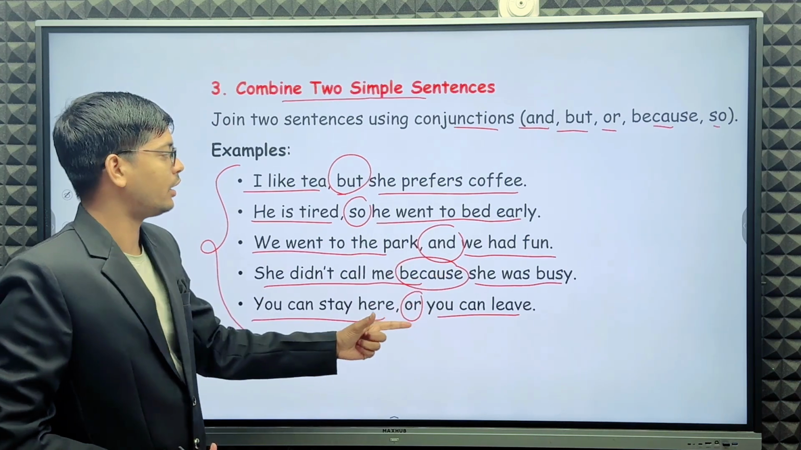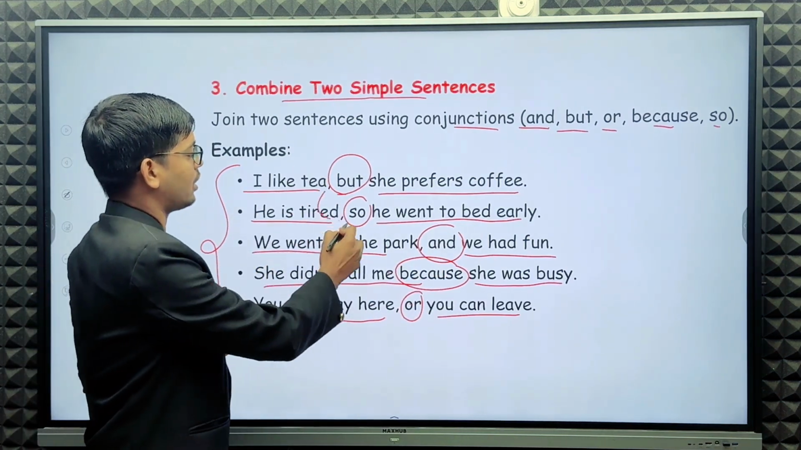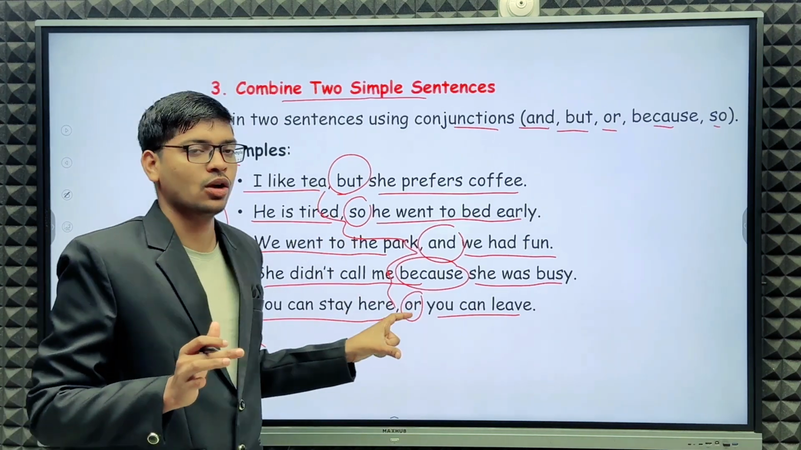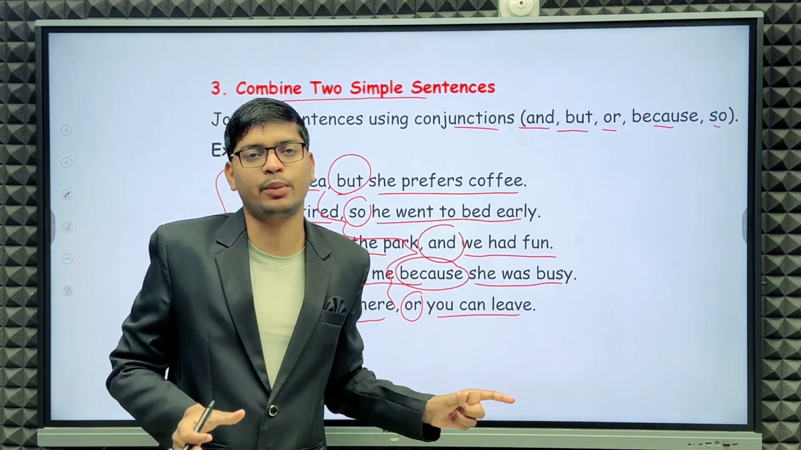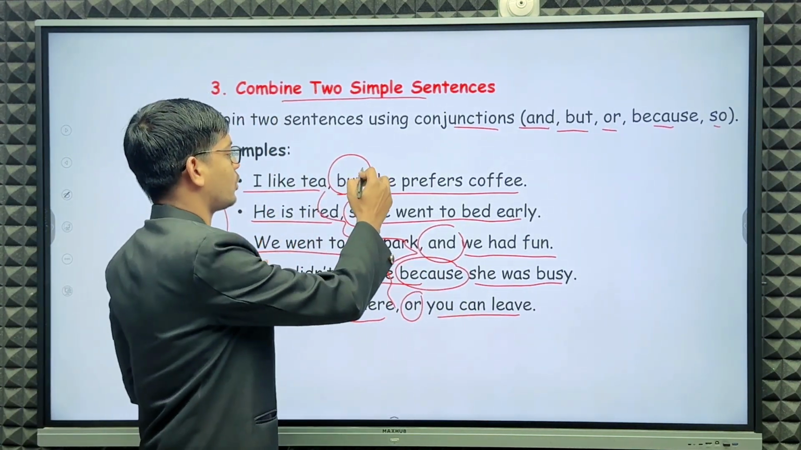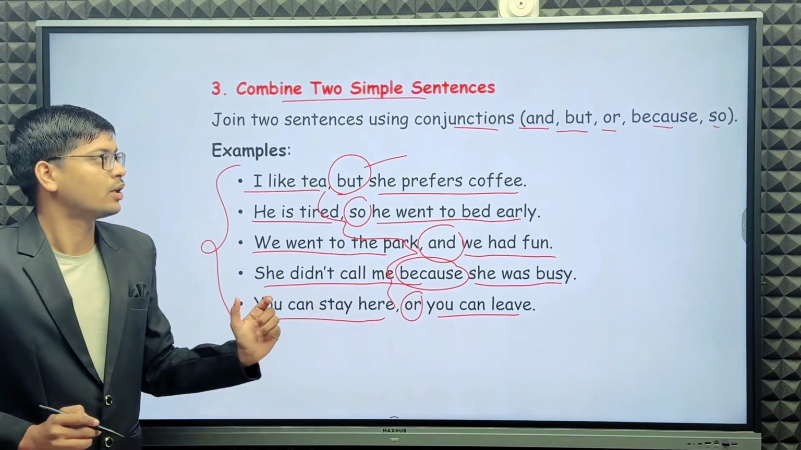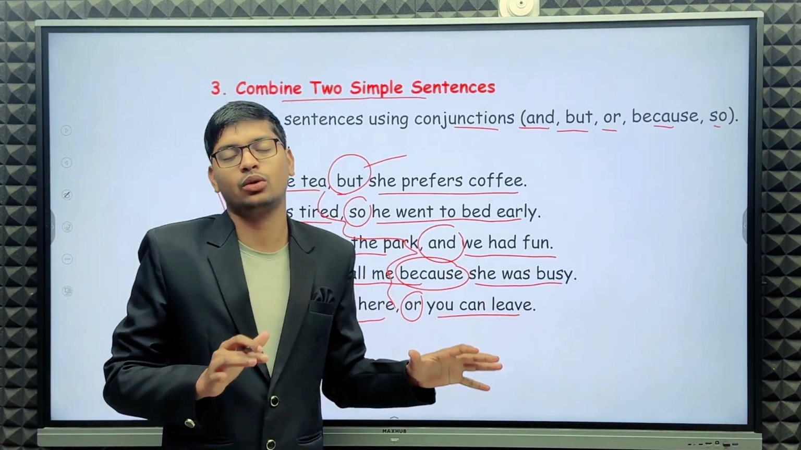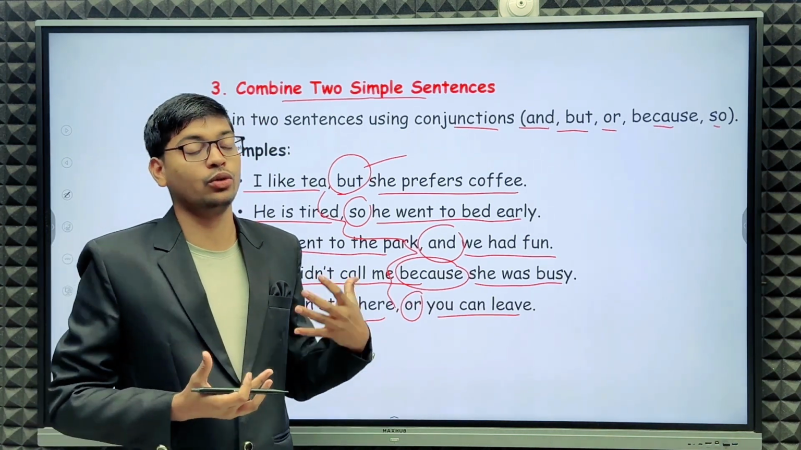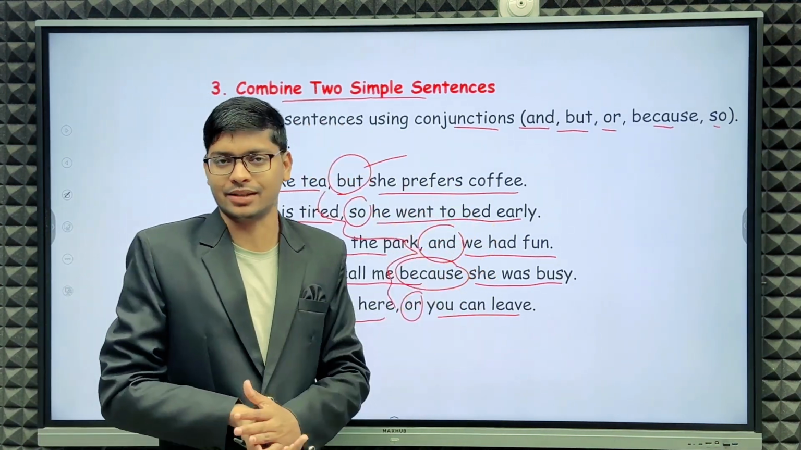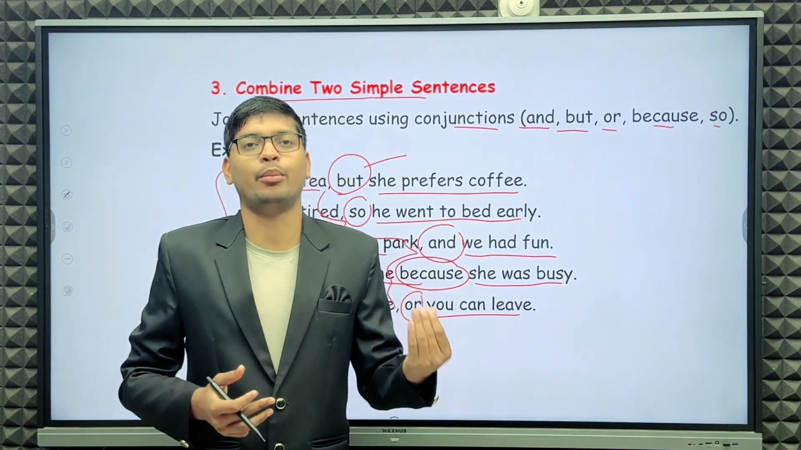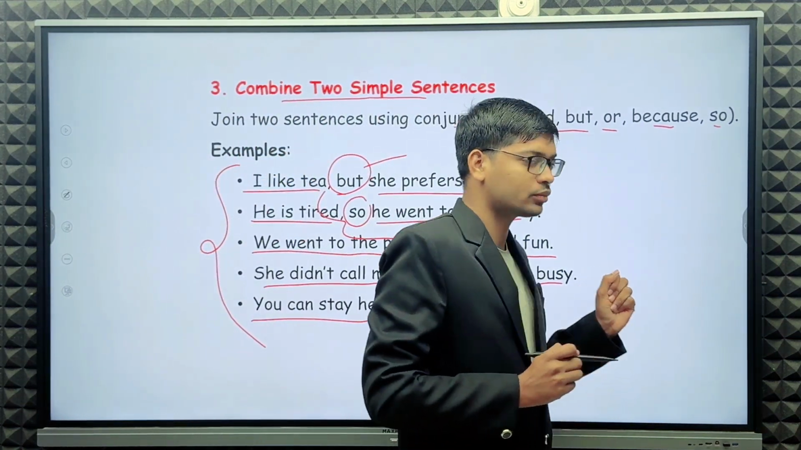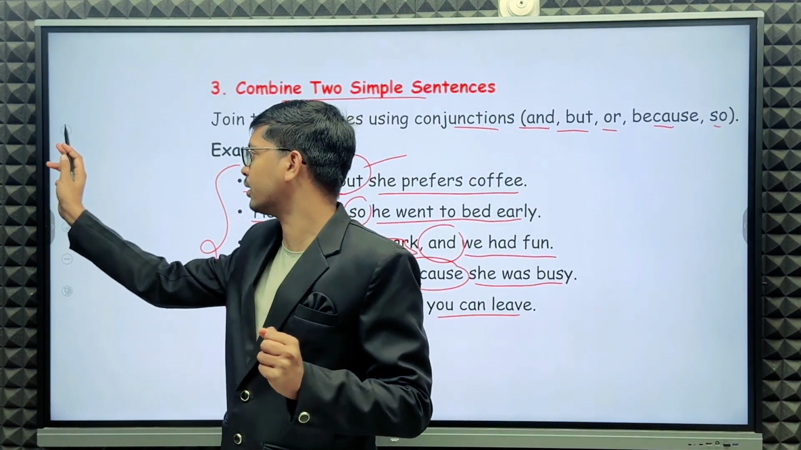Okay, so here all these sentences have a conjunction, and all conjunctions have a specific meaning in these sentences. Okay, so guys, you can easily create new sentences, to combine two simple sentences. Okay, or you can combine sentences with a conjunction. Okay, so let's learn our next method.